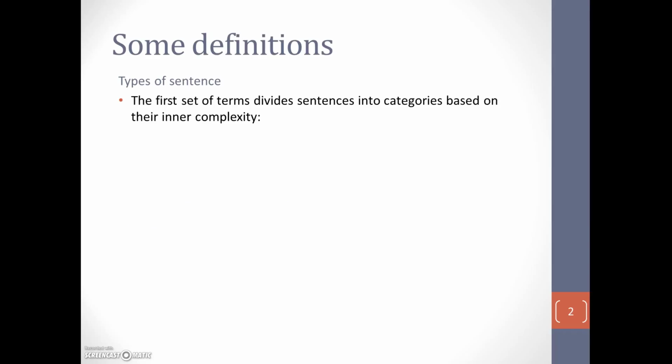So the book operates with a set of terms to classify different types of sentences in terms of the clauses they contain, and they also have two sets of terms that classify types of clauses. So let's just look at types of sentences here first. This first set of terms basically divides sentences into categories based on their inner complexity. So we can see here that the first one is a simple sentence, and it's basically a sentence consisting of just one clause. And we have an example of that.